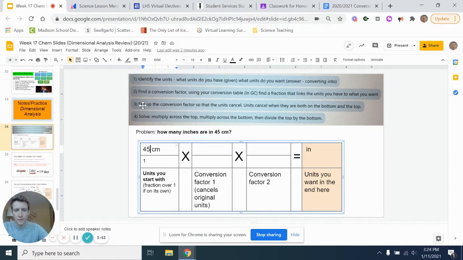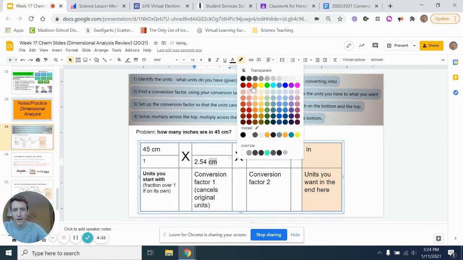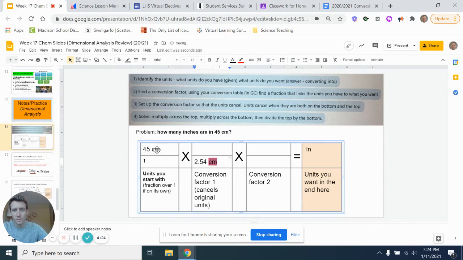Step 3 says, set up the conversion factor so the units cancel. Units cancel when they are both on the bottom and the top. So I have centimeters on the top. I want to cancel centimeters because I'm trying to change the unit from centimeters into inches. I want centimeters gone. That means if it's on the top already, I need to put the conversion factor with centimeters on the bottom. So I'll start there. 2.54 centimeters, making sure it's on the bottom because I want to cancel this. So I'm going to highlight it to keep track. I have centimeters both on the bottom and on the top.